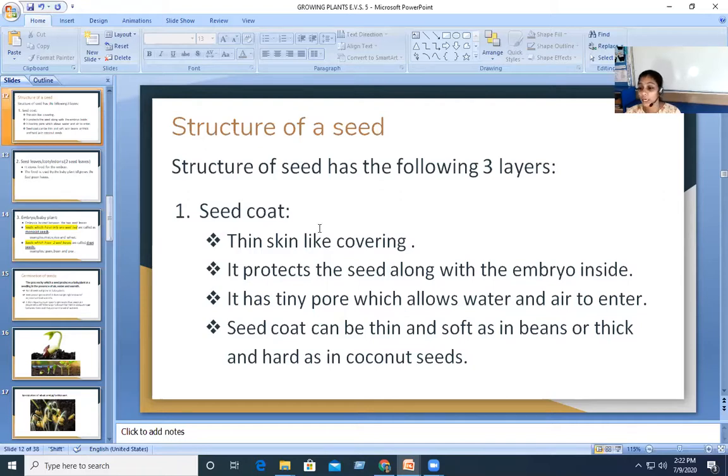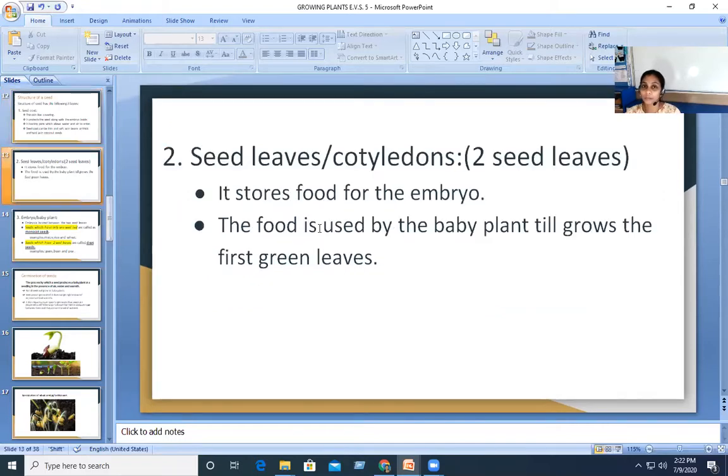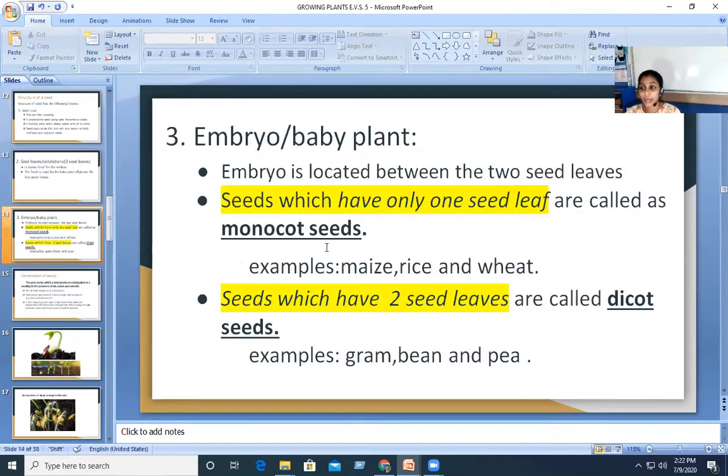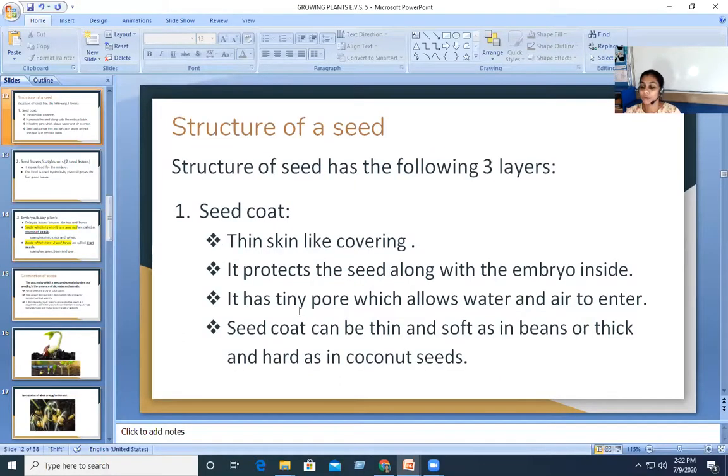The second layer is called seed leaves or cotyledons, and the third part is the embryo or baby plant. We'll see first about the seed coat. A thin skin-like covering is called a seed coat. It protects the seed along with the embryo inside. So it doesn't only protect the seed, it also protects the embryo which is inside the seed.